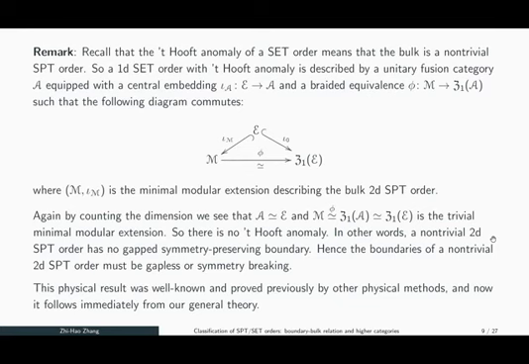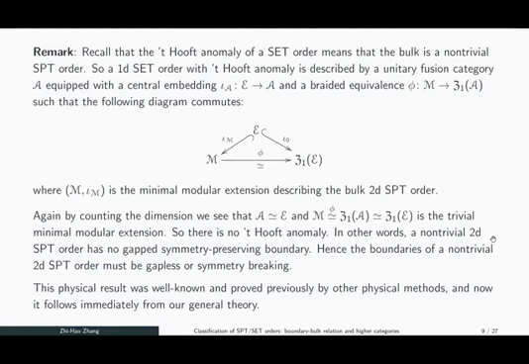And here is a remark about the 't Hooft anomaly. Recall the 't Hooft anomaly of an SPT order means the bulk is a non-trivial SPT order. So if we have a 1D SPT order, but it has 't Hooft anomaly, it should be described by a unitary fusion category A, equipped with the central embedding from E to A, as said before. And now its bulk is a non-trivial minimal modular extension represented by M.